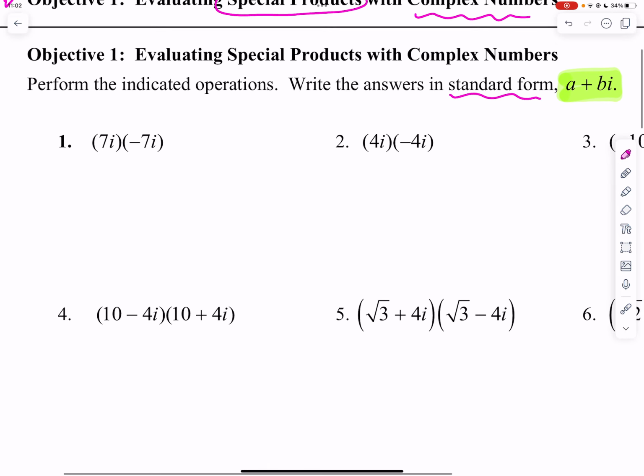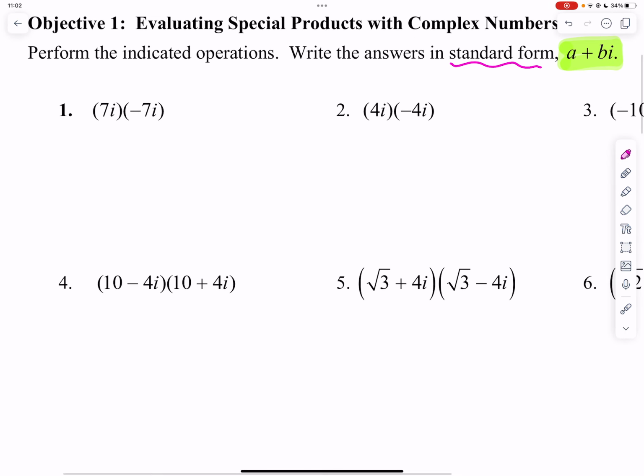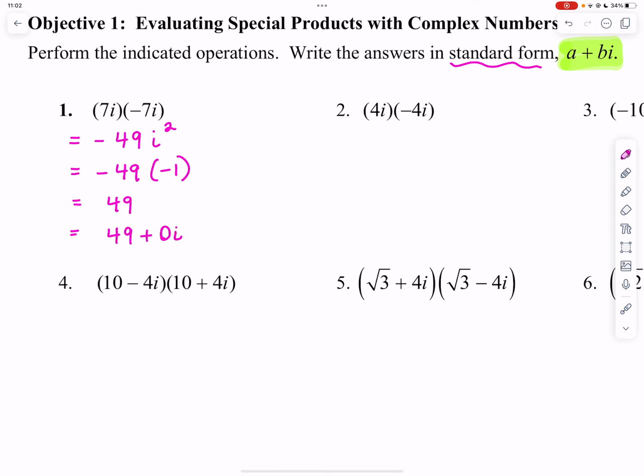We are looking for a little bit of a pattern. So if we have 7i multiplied by negative 7i, we'll take that negative, multiply 7 times 7, which is 49, and i times i, which is i squared. Now we know that i squared is negative 1, which now makes this a positive 49. And leaving in standard form, we have 49 plus 0i.